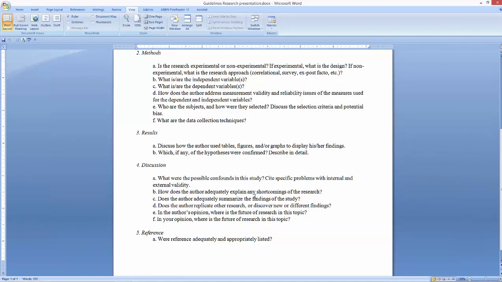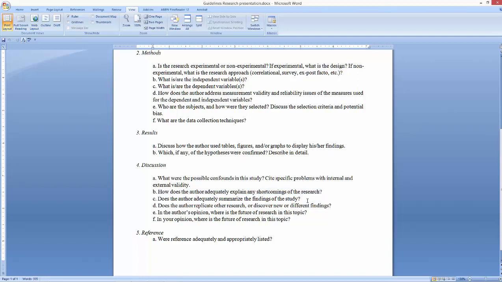Okay, so cite problems with internal and external validity. How does the author adequately explain any shortcomings of the research, in which they do? Every piece of research has shortcomings.